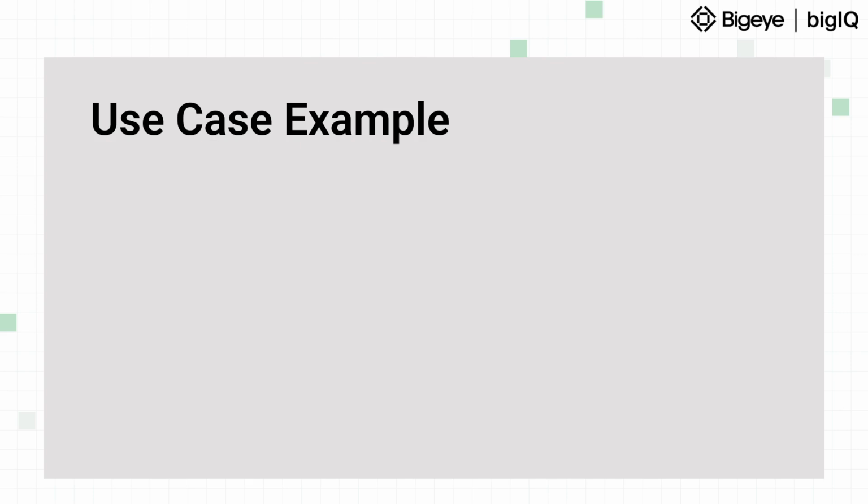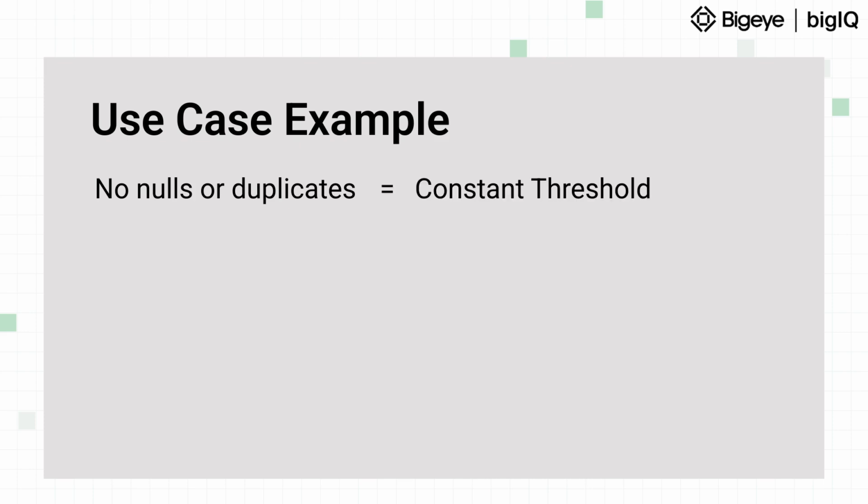Let's take a look at an example use case. Got a column that should have no nulls or duplicates? Set a constant threshold. Clean, simple, effective. An auto threshold will also work here, but will need to be trained.